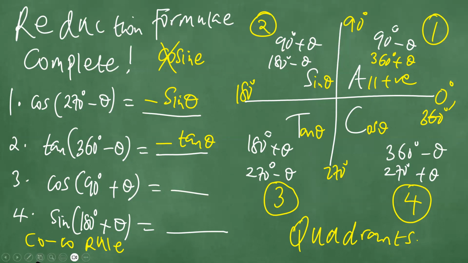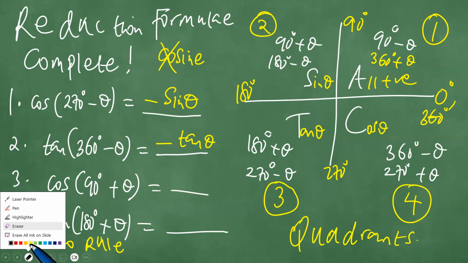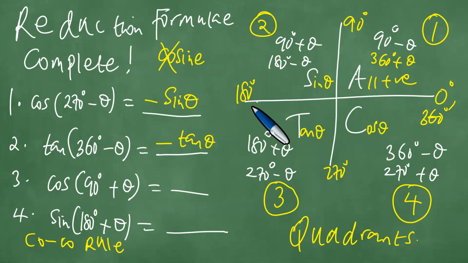We're dealing with 90 degrees plus theta. In which quadrant is it? 90 degrees plus theta is in the second quadrant. The only sine is positive, and therefore cosine is going to be negative. But we need to remember that at 90 degrees, the function must change to the corresponding co-function. You have cosine, and you must remove the co and be left with sine, so that's going to be negative sine theta.